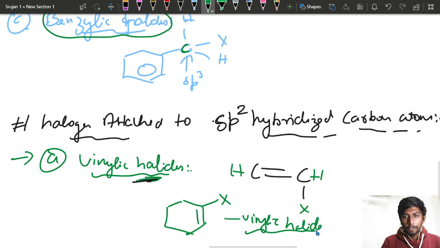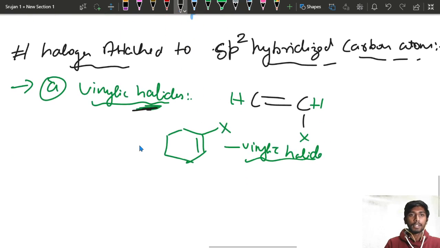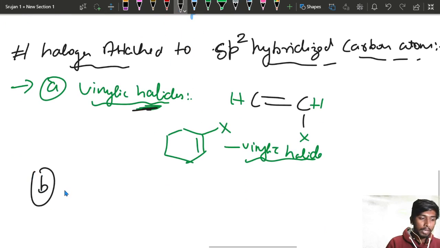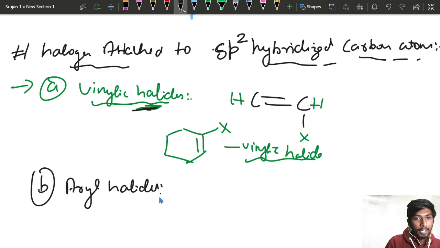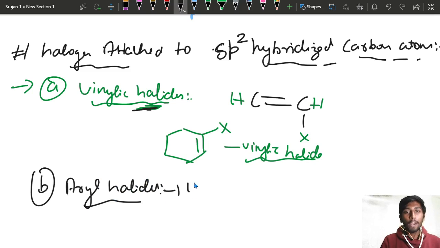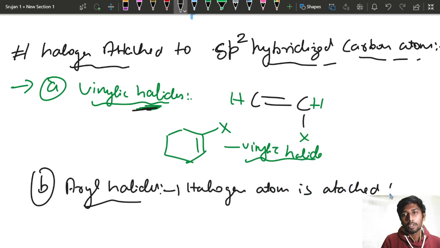So this is called a vinylic halide. Okay. The next thing we talk about is the aryl halides. Here, a halogen atom is directly attached to a benzene ring. Or I won't mention the benzene ring here, because benzene substituents are also aryl groups. Okay, attached to an aryl group.